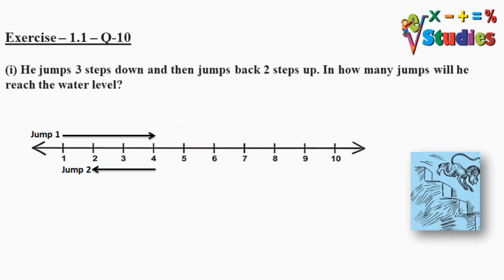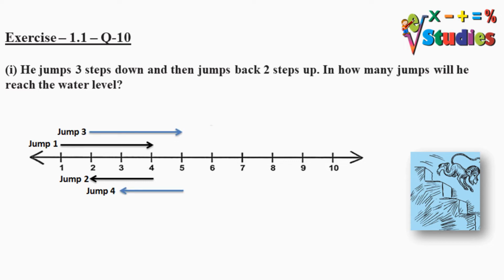So in the first one, it says that the monkey jumps 3 steps down and then jumps back 2 steps up. In this one, I have put a number line just to help you understand, and I have put an arrow for each jump. When the monkey jumps from the first step to the 4th step, the arrow shows from 1 to 4, and when he jumps back from the 4th step to the 2nd step, I have put a backward arrow. At the end of 2 jumps, the monkey has landed on step 2.